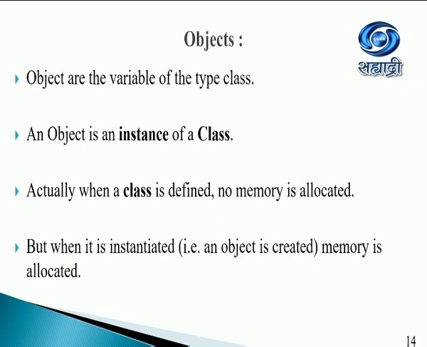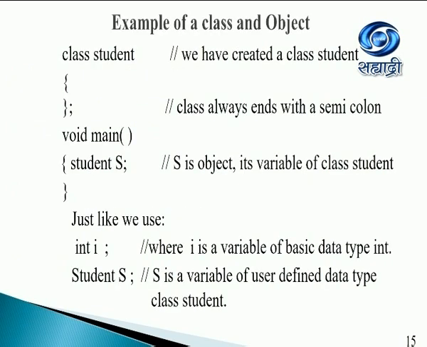Now, when a class is actually created, no memory is allocated to it. Memory is allocated only when an object of that class is created. Now, I've taken an example here. Class student. So we have created a class. I've just written nothing inside it, just closed the class with the semicolon.